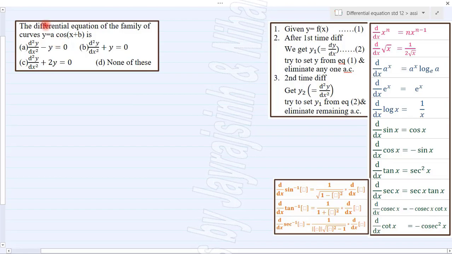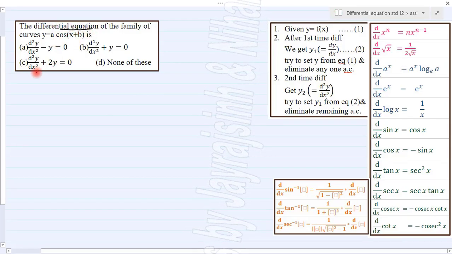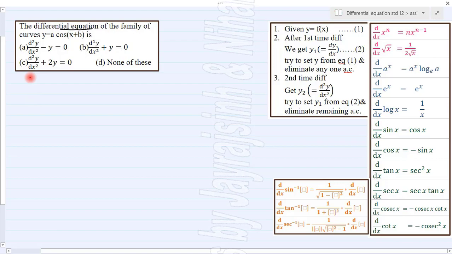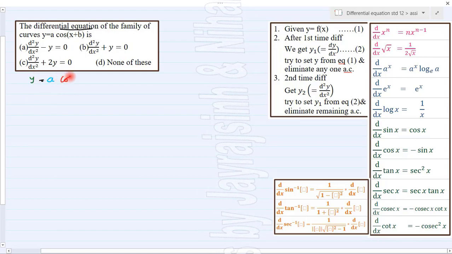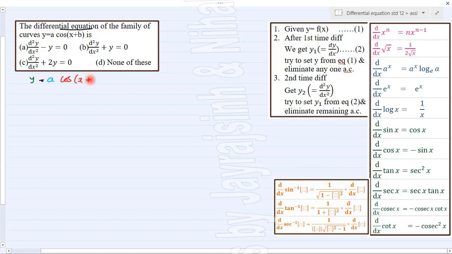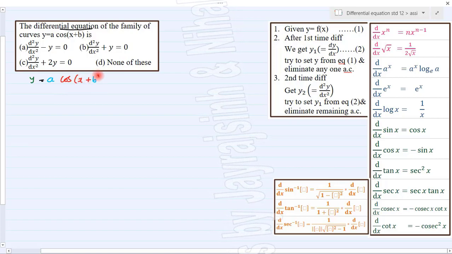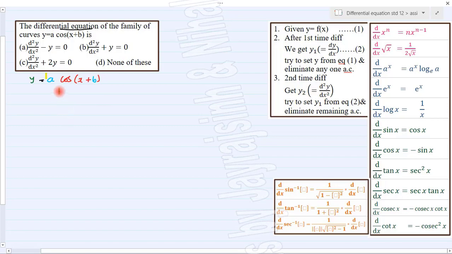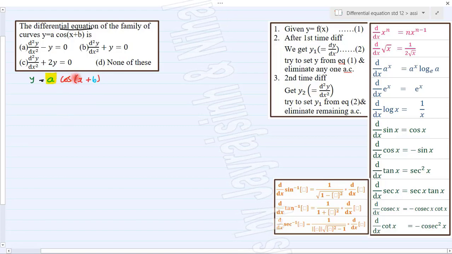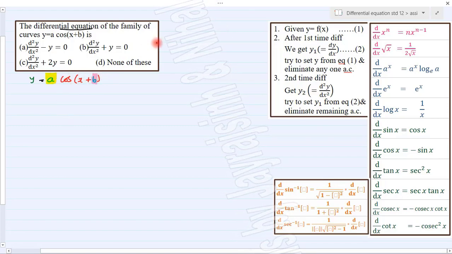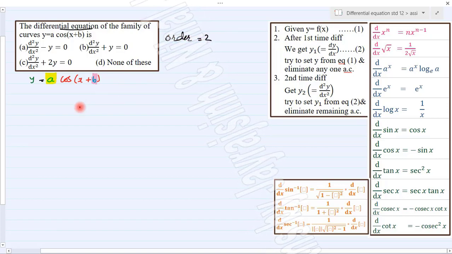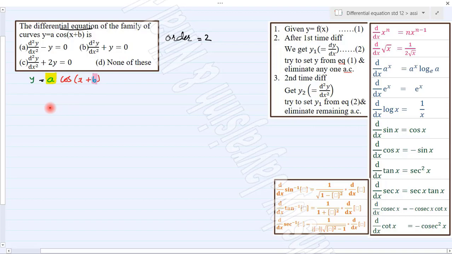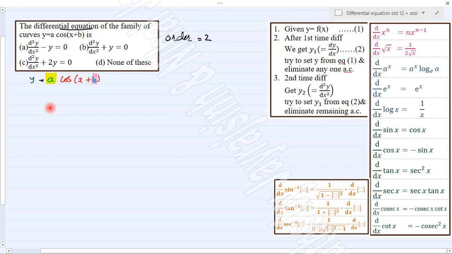In this question, we have to find the differential equation of the family of curves y is equal to a cos(x plus b). Now here we have two different arbitrary constants a and b. So our order of differential equation will be 2. So we are allowed to differentiate our equation 2 times.